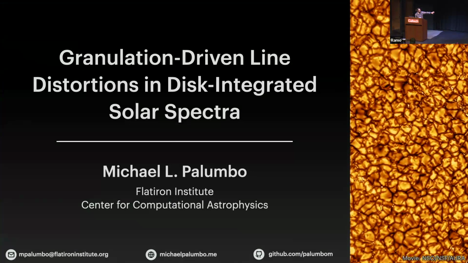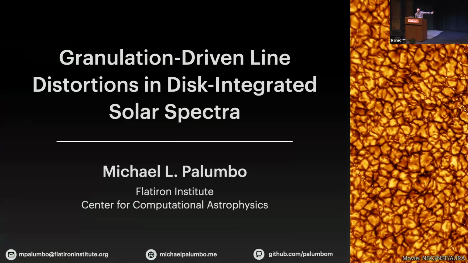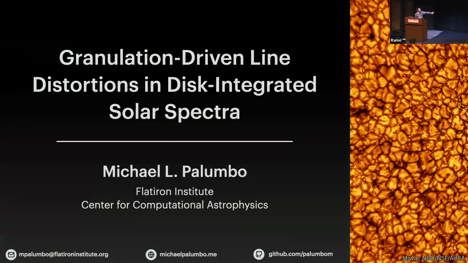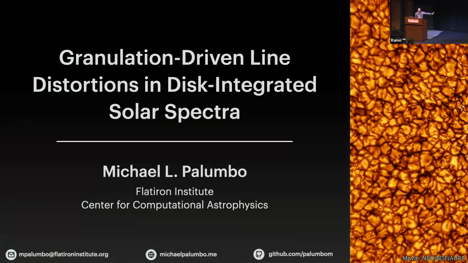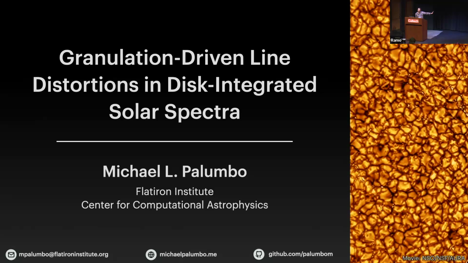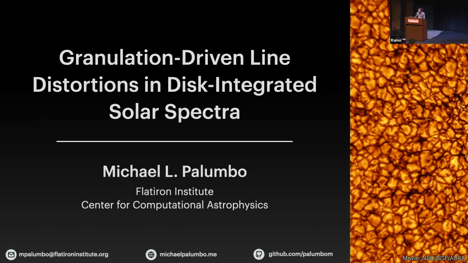Here we're looking at a movie of the sun's surface evolving over about 20 minutes. We can see that these granules are constantly changing, emerging, disappearing. And the relevant timescale here for the emergence, disappearance, life of a granule is about 5 minutes.